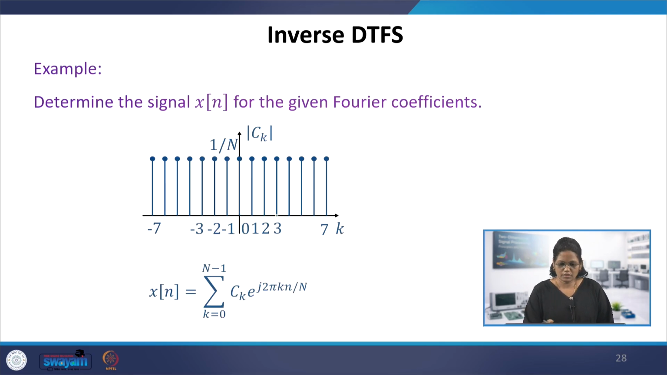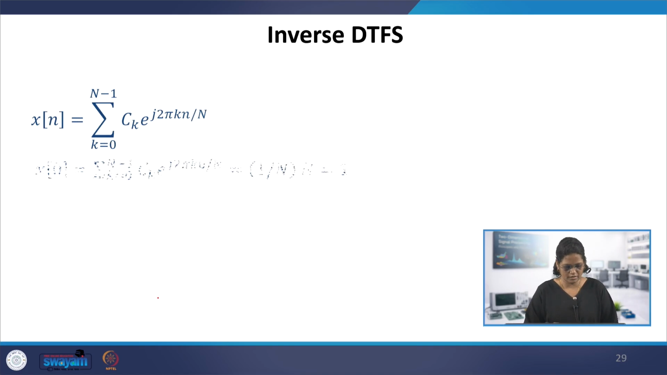So we can get the inverse DTFS for the case of a sequence x of n. Get this x of n for a given coefficient. So suppose this is the inverse transform. Given the coefficients are all 1 by n, for k from minus 3 to plus 3. So taking it for k equal to 0 to n minus 1, because this is also going to be periodic, take it for a period and use these coefficients and get back the sequence. So in this case, k equal to 0 to n minus 1. So it is 1 for all these values.